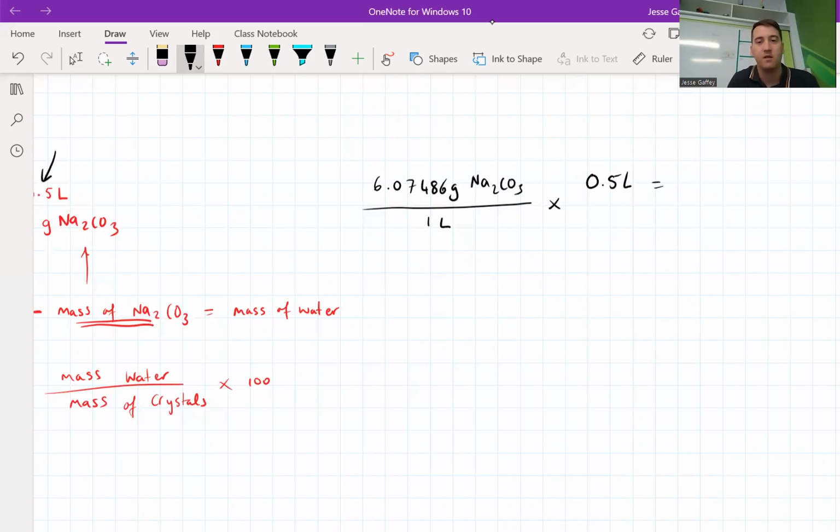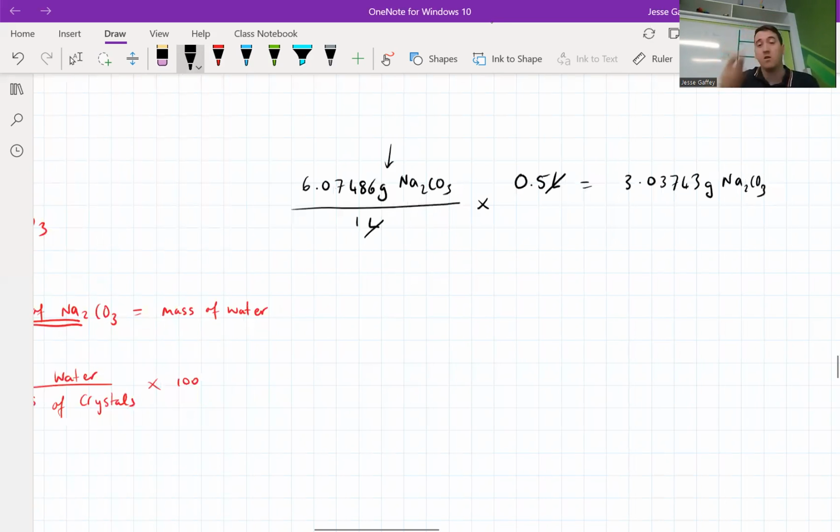So when you did this, and you cancel out the liters and left you with grams of Na2CO3, you should have got 3.03743 grams of Na2CO3. Well done if you got that right. So that means that when you weighed out the crystals, this much was sodium carbonate. Okay, of course, we then need to do crystals minus Na2CO3 equals water, the mass of the water.